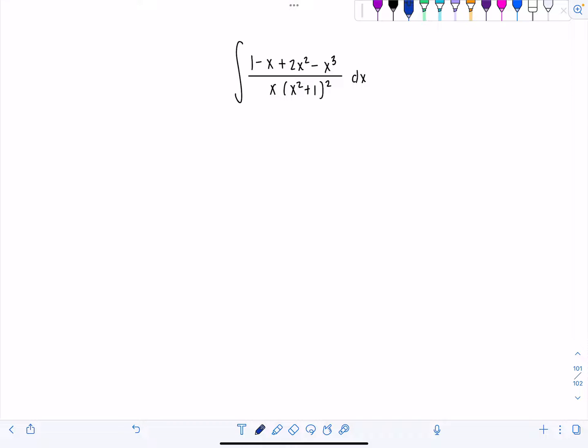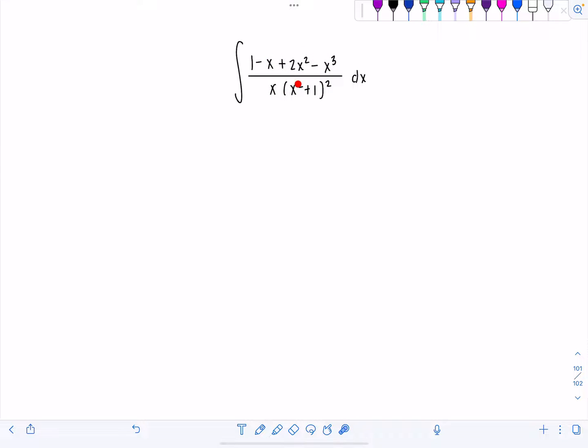We have the antiderivative of (1 minus x plus 2x squared minus x cubed) over x times (x squared plus 1) quantity squared, dx. Noticing that we have a rational function as our integrand, we're probably going to want to utilize partial fraction decomposition. Remember, you can't find the partial fraction decomposition until you guarantee that the degree of the denominator is higher than the degree of the numerator.